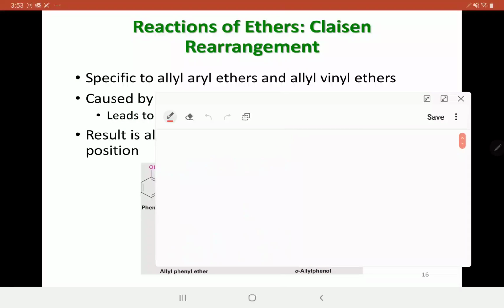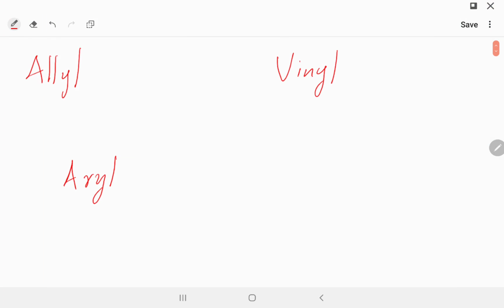We will first talk about allyl, and then we will talk about vinyl. These are actually like cousins. Okay, allyl and vinyl are very similar. And then we will also talk about aryl. So these are the three functional groups, or organic groups, that we are going to talk about.